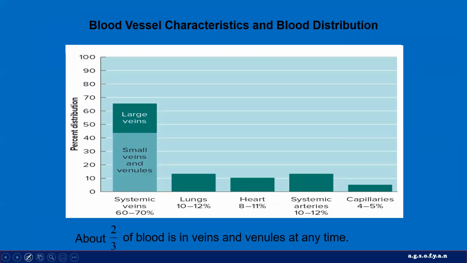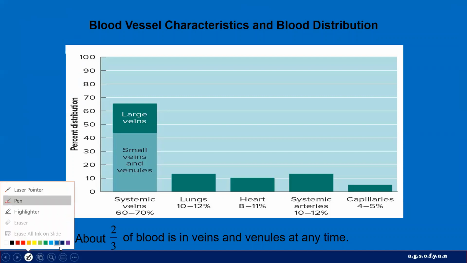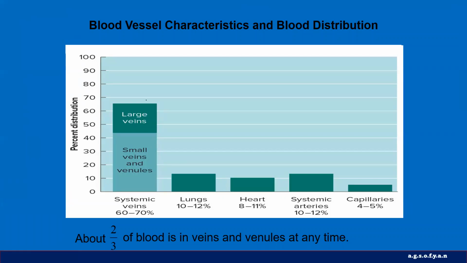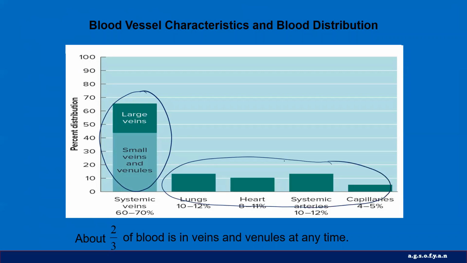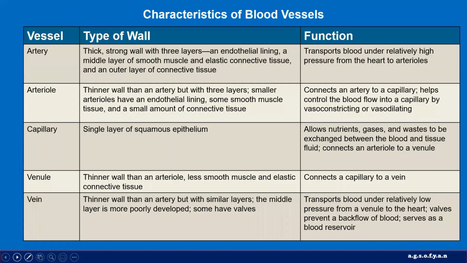So this is just showing us the distribution of blood. Mostly blood will stay in the veins. Some of it will be distributed into our arterial side to the organs, but mostly it will stay in the large veins or venules. Okay, so this is the difference in structure between artery, arterioles, capillary, venules, and the vein.